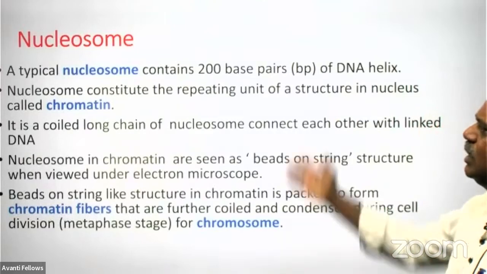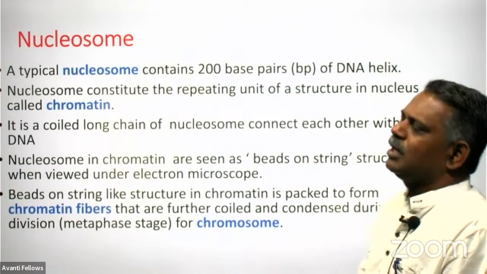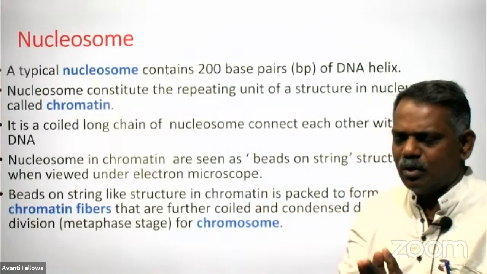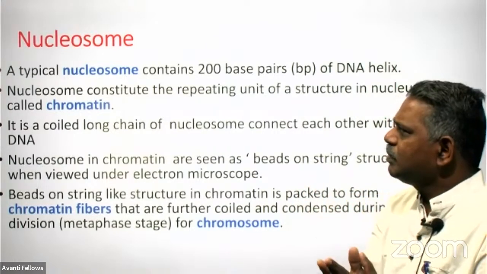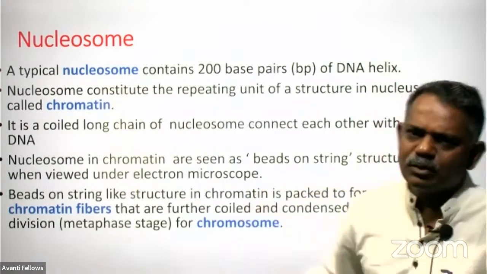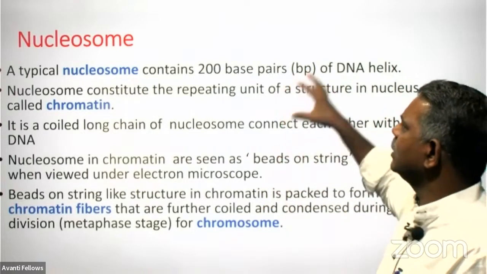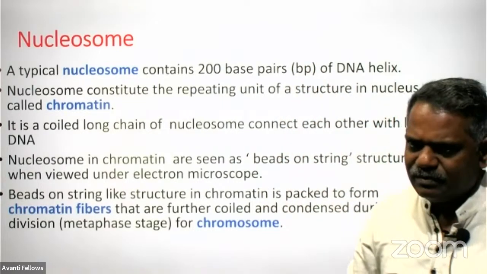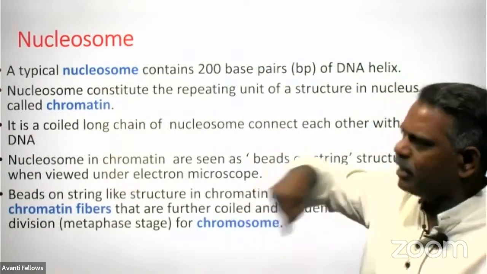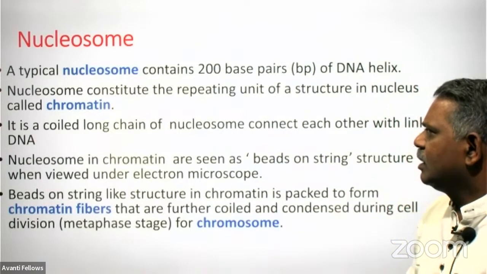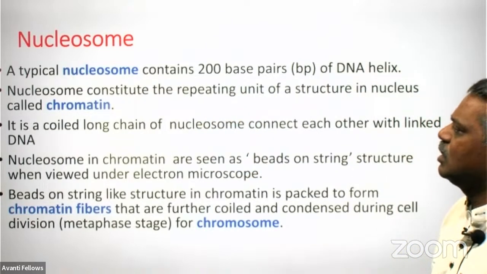Then we come to the details of the nucleosome. A typical nucleosome. Remember the structure of the nucleosome: 8 octamer molecules are there in a nucleosome, and the DNA is also wrapped around 2 times. So that is the nucleosome, and it contains 200 base pairs of DNA helix. 2 times it is wrapped around. And it consists of what? The 200 base pairs in one nucleosome. And this nucleosome constitutes the repeating unit of structure in the nucleus called the chromatin.